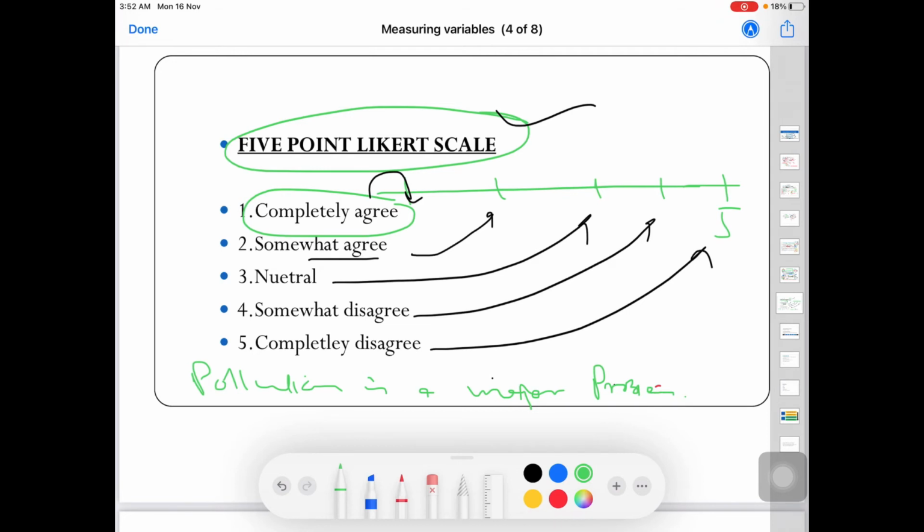This is a statement. So you can choose either 1 that you completely agree, you can choose 2 that you somewhat agree, you can choose even 3rd that you don't take any position, you are neutral in this, or you can choose to be 4 that is somewhat disagree, or 5th completely disagree. So this is all up to you, and it is 5-point Likert scale.